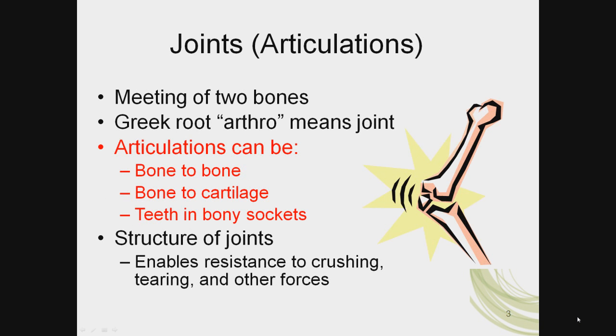A joint, or articulation, is the place of contact between bones, between bone and cartilage, or between bones and teeth. Bones are said to articulate with each other at a joint. The scientific study of joints is called arthrology, where arthron means joint and logos means study.